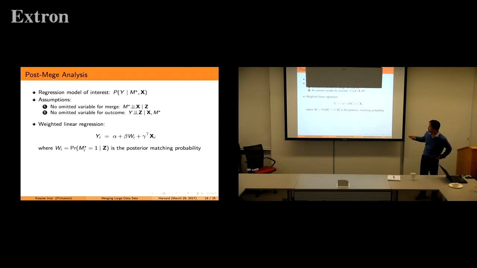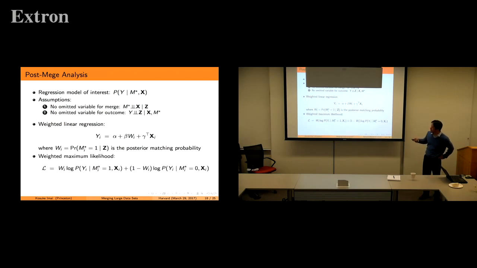Okay, and under this assumption, this will give you the right answer for the beta. And if it's a maximum likelihood, you can do the weighted maximum likelihood, where the actual match is weighted by the posterior probability of match. And I'm sorry, what is M star?